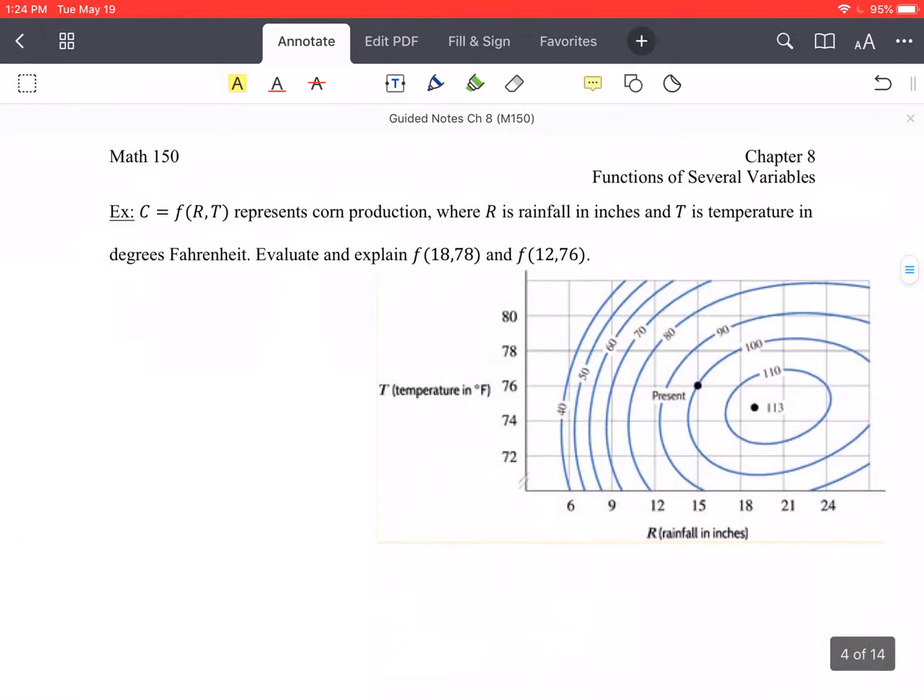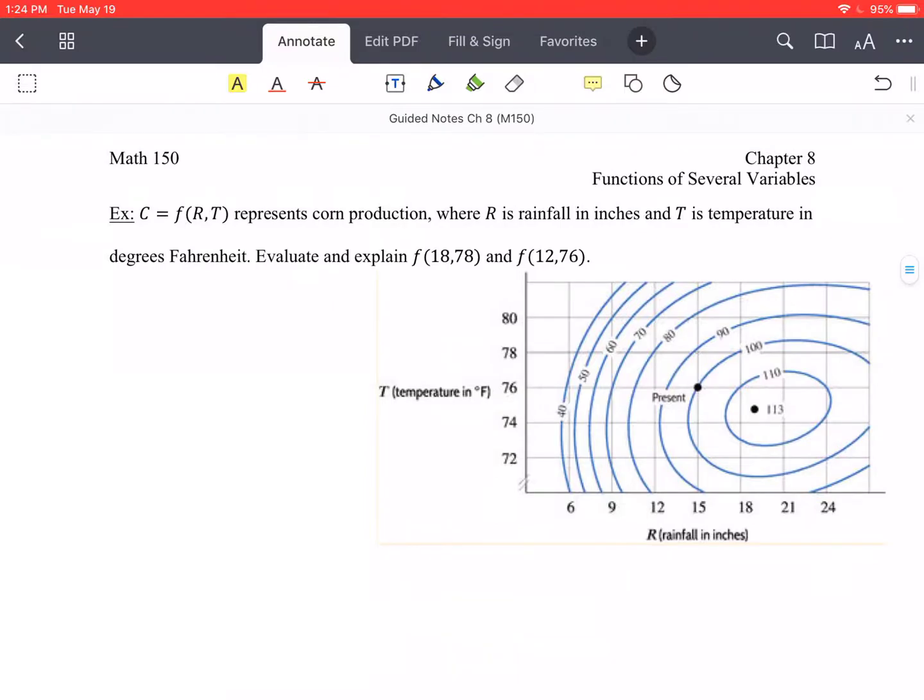So here we have a function of r and t. This represents corn production, where r is rainfall in inches and t is temperature in degrees Fahrenheit. Evaluate and explain f of 18,78 and f of 12,76.